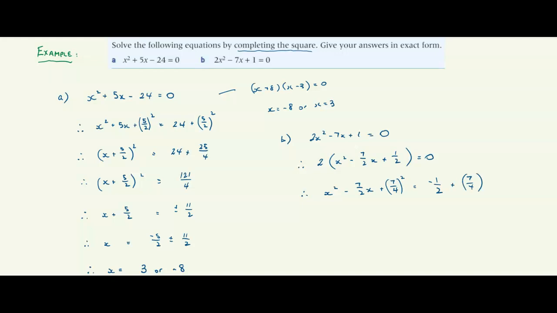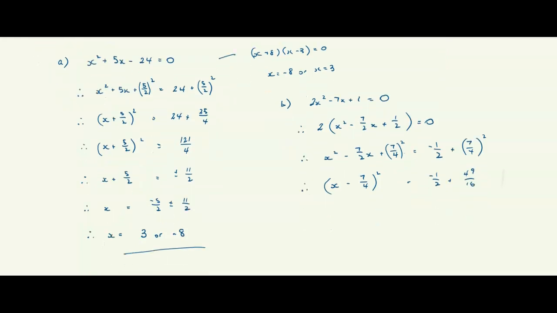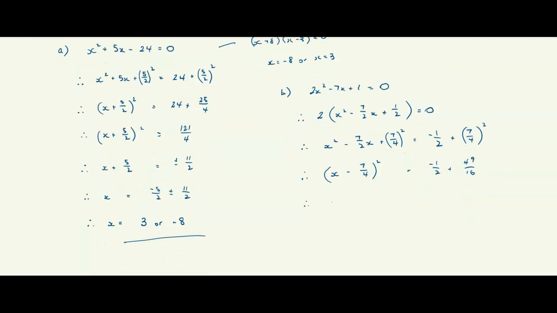7 over 4 squared. So therefore, I've got a perfect square on the left. It's x minus 7 over 4 all squared. And on the right hand side, I have negative 1/2 plus 49 over 16. Just tidying up my right hand side, it's negative 8 plus 49 over 16. So what's that? 41 over 16.